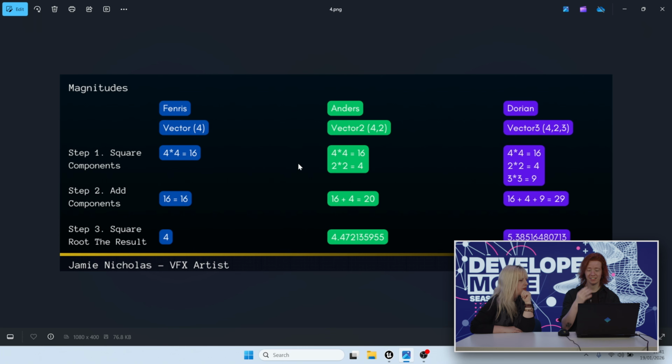The way you do that, if you want to figure out something's magnitude or length, is you take all 3 components, so the X, the Y, the Z, and you square those components. So you times them by themselves. You add them together, and then you find the square root of that result. And that gives you the length of that individual vector. So that gives you your magnitude.